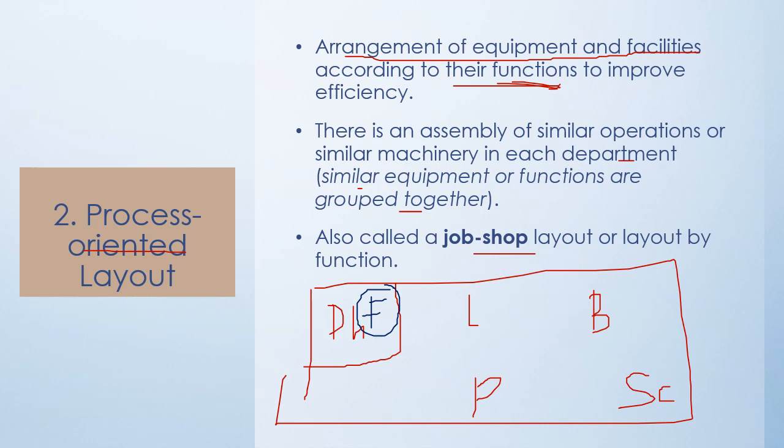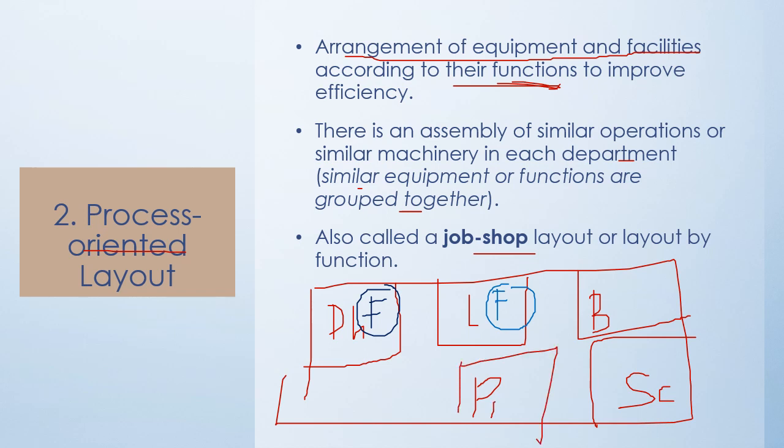For laminating section, tugas untuk buat laminating, then a specific facility such as equipment, workers, machines, raw material will be placed here just to do laminating function. Same goes to binding, scanning, and also printing over here. You can see clearly the difference between process layout and product layout.